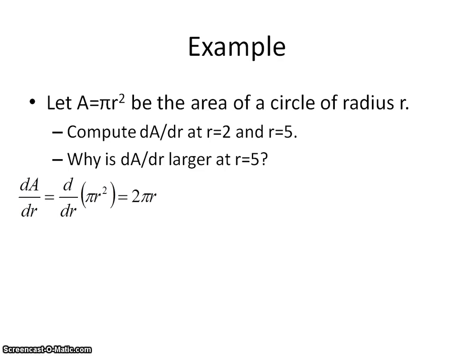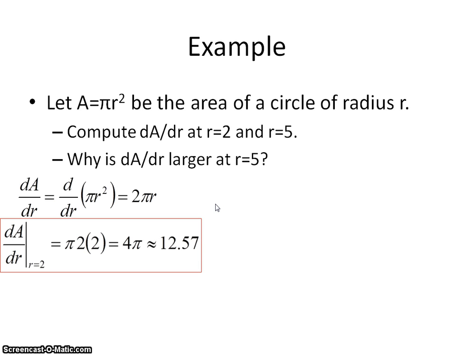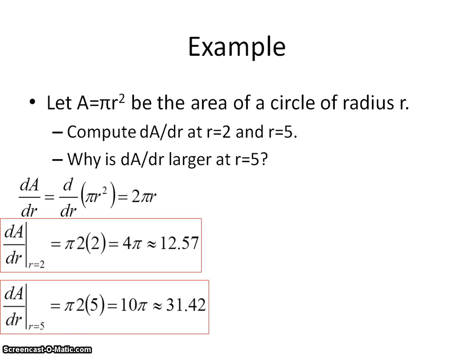Alright, so the first thing we need to do is take the derivative of the area, and we get 2 pi r, which is the circumference of a circle. That's kind of cool. And now we're going to plug in 5 and 2 into this equation to see what dA/dr equals at those points. So when I plug in 2, I get approximately 12.57. And when I plug in 5, I get approximately 31.42.